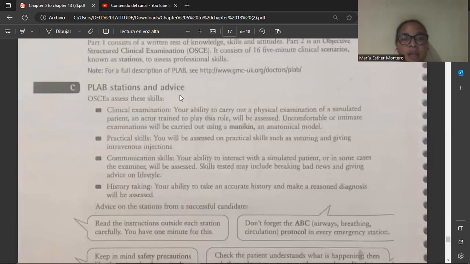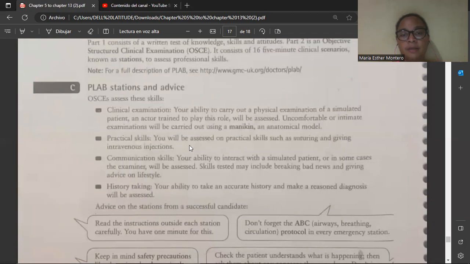PLAB stations and advice. OSCEs assess these skills. Clinical examination: your ability to carry out a physical examination on a simulated patient, an actor trained to play this role, will be assessed. Uncomfortable or intimate examinations will be carried out using a mannequin and anatomical model.